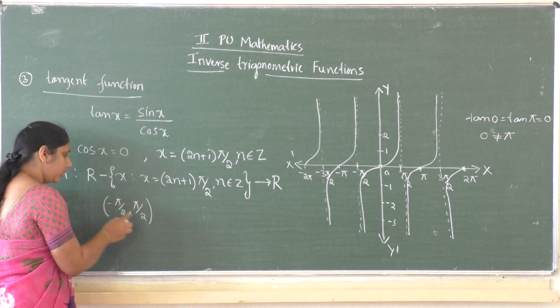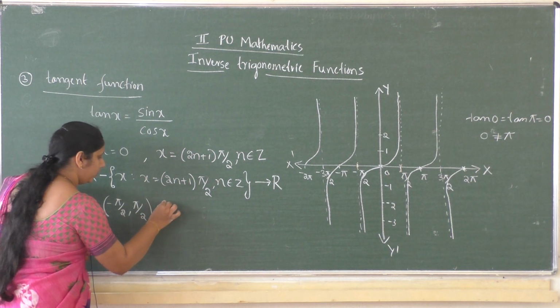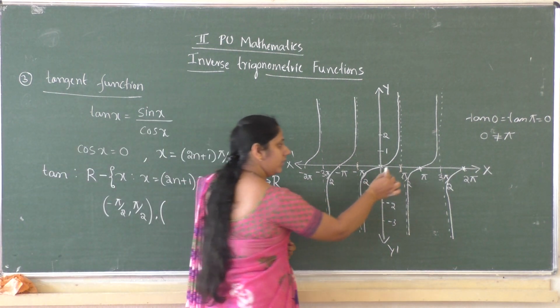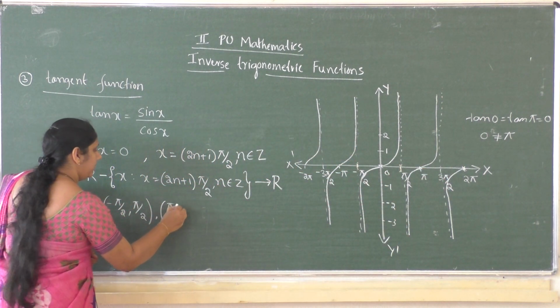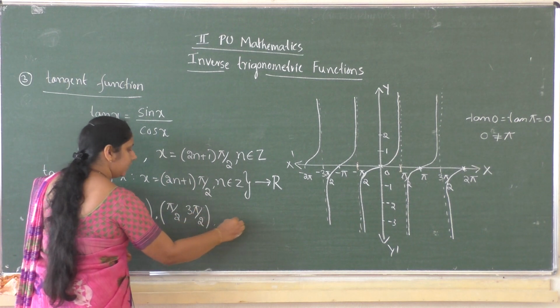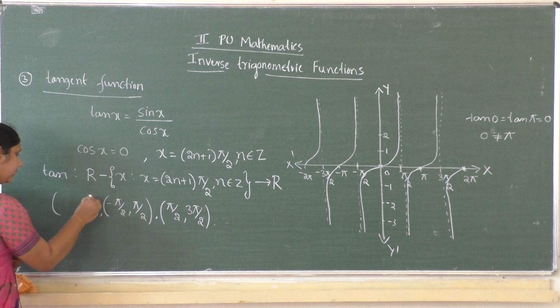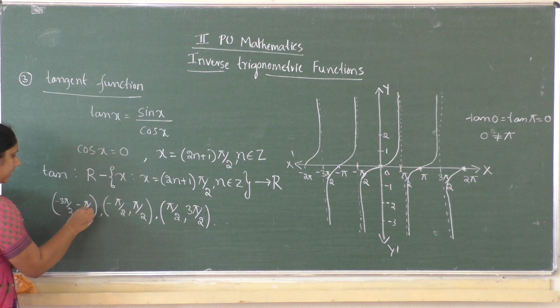So we have to exclude the endpoints. So open interval minus pi by 2 to pi by 2, or the next interval pi by 2 to 3 pi by 2, and so on. Again on the negative side, it is minus 3 pi by 2 to minus pi by 2.